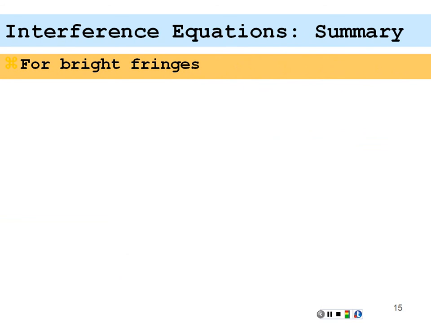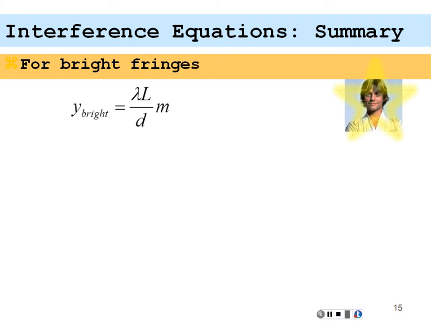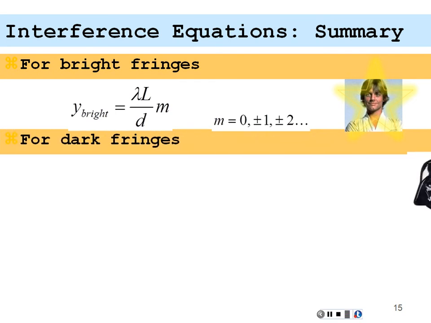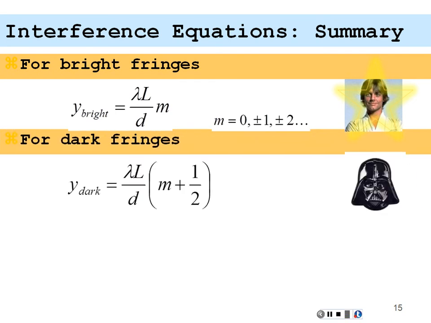So here's a summary. For bright fringes, we have that our location on the screen is equal to lambda L over d times m, being an integer starting at 0. For dark fringes, the location is lambda L over d times (m plus 1/2). Again, m equals 0, plus or minus 1, plus or minus 2. All right, that's enough.